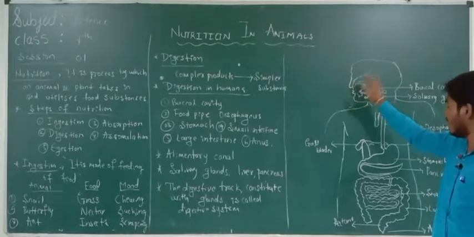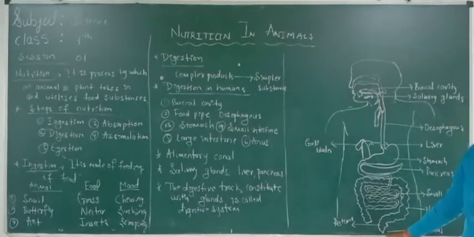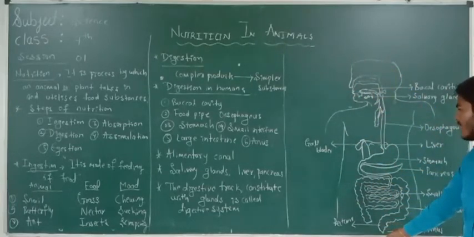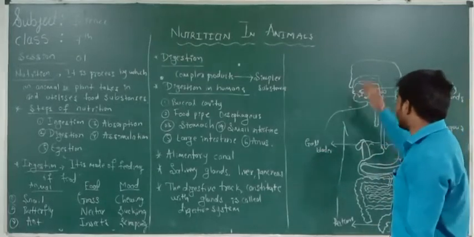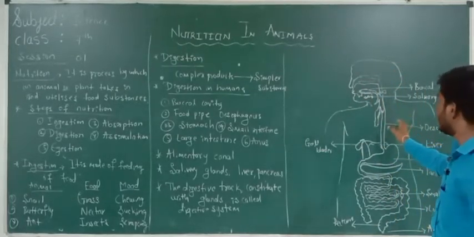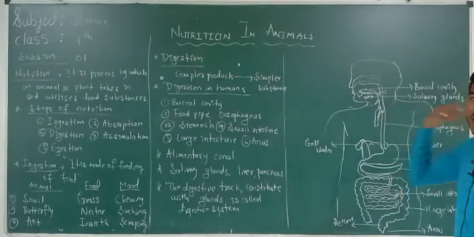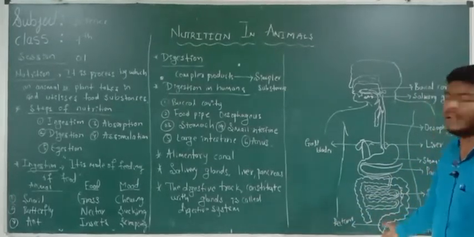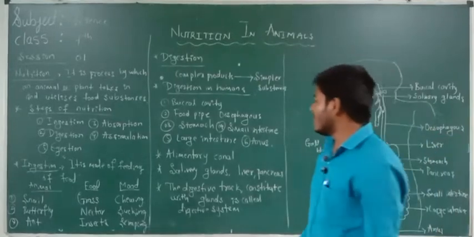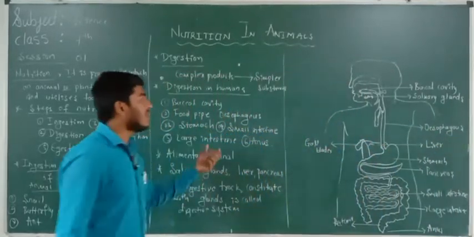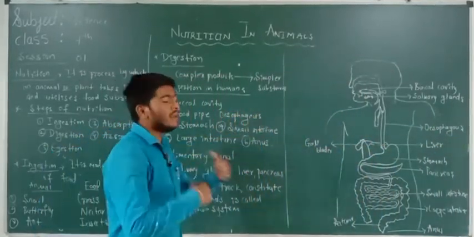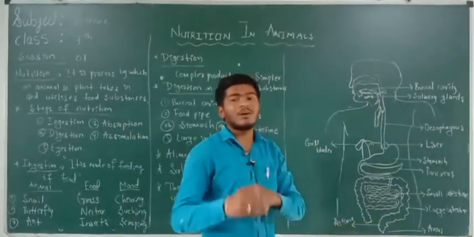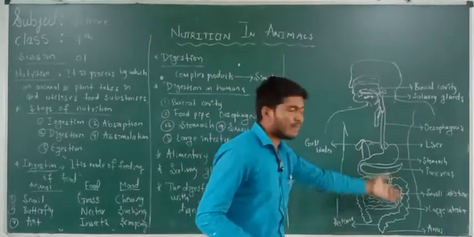Starts from here and ends with the anus. So this is the digestive canal, the long way of the digestive canal. It is also called the alimentary canal. Why we call it the alimentary canal, I will say next. In the digestive system, the food will be digested at every part of the component.